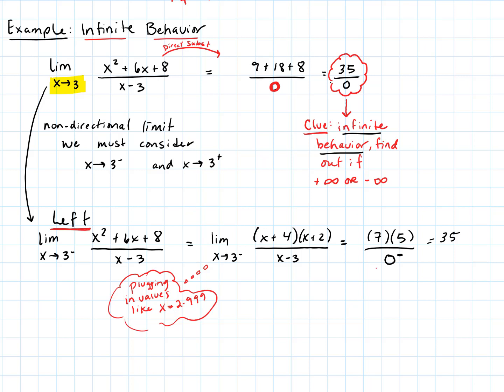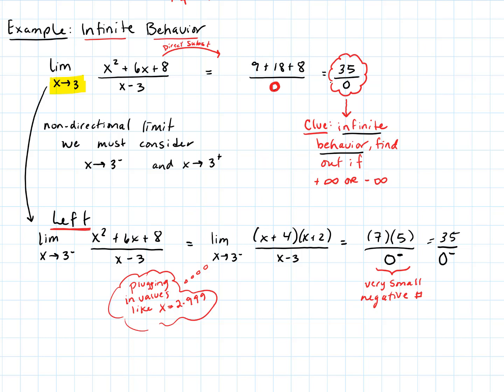So remember what this means. We write the mathematical form here, 0 from the left, but this means that we're plugging in a very small negative number. It is approaching 0 from the left. So we end up over here with 35 divided by something that's approaching 0 in a negative way, approaching 0 from the left.